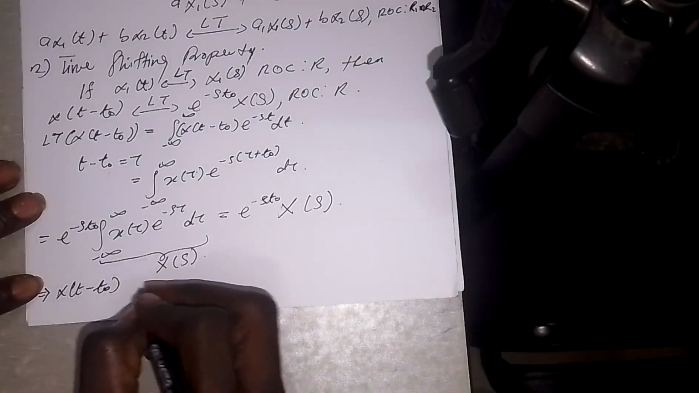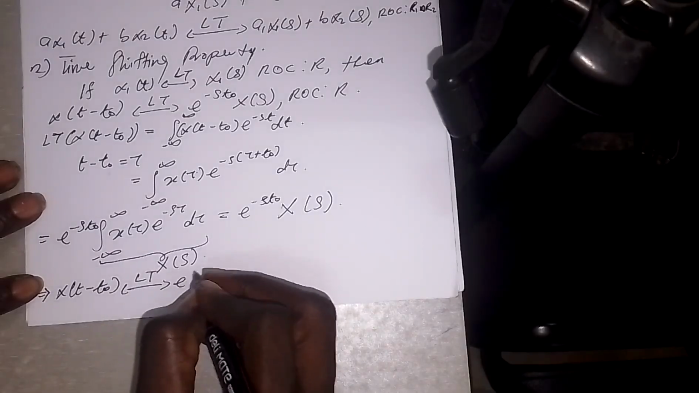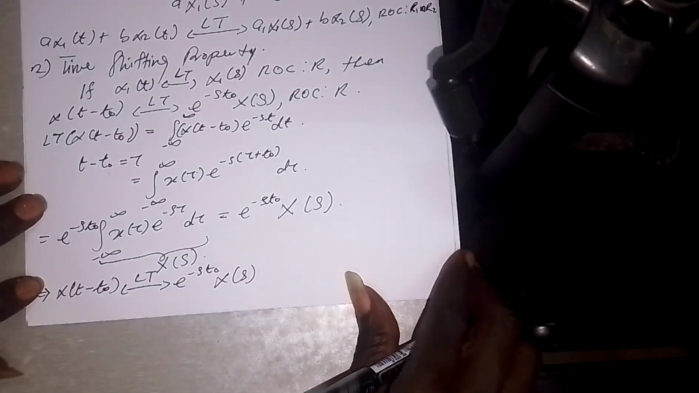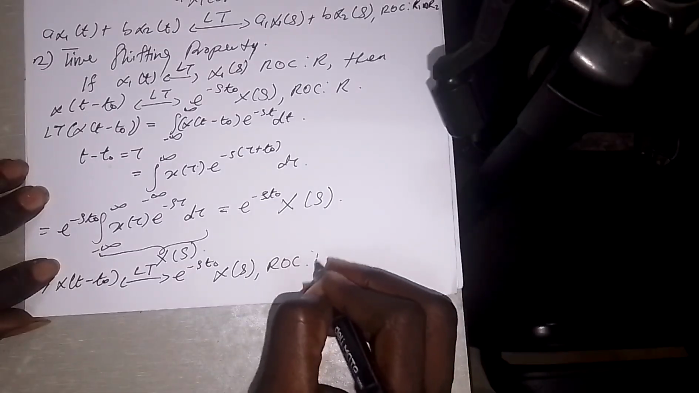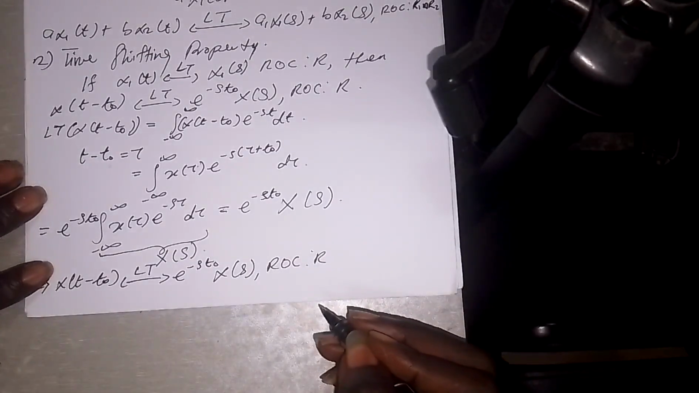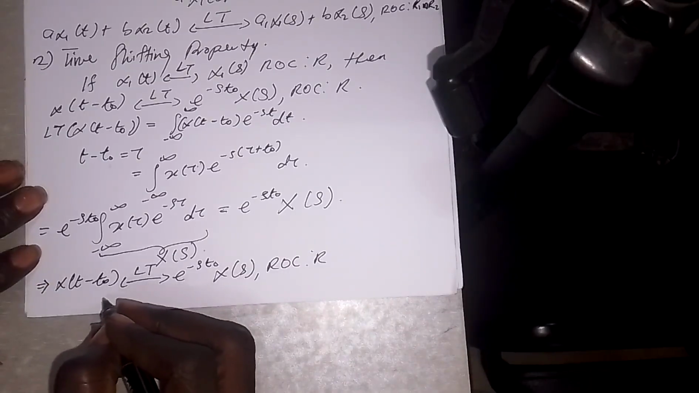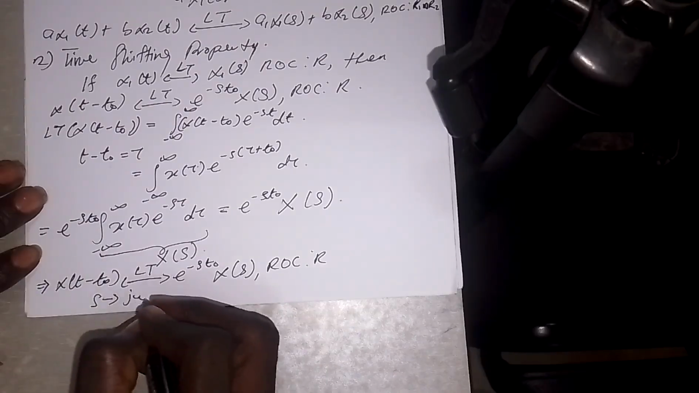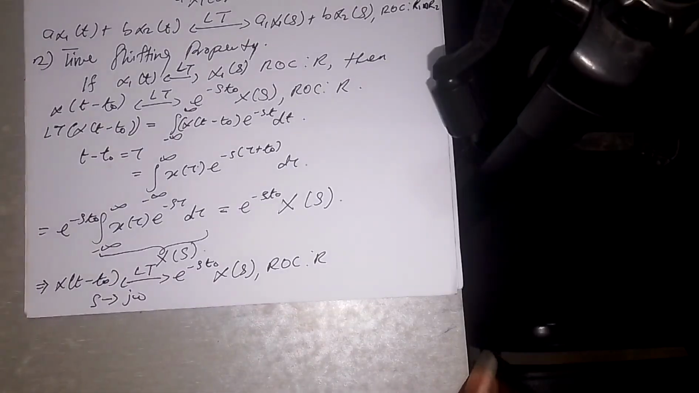So now, what I can actually say here is that whenever I have x of t minus t naught, which is time shifting, then I will have a Laplace transform of e to the minus s t naught x of s. Okay, and the ROC will not change. It will be the same as the original ROC. If this one were a Fourier transform, then our s here would have become j omega.